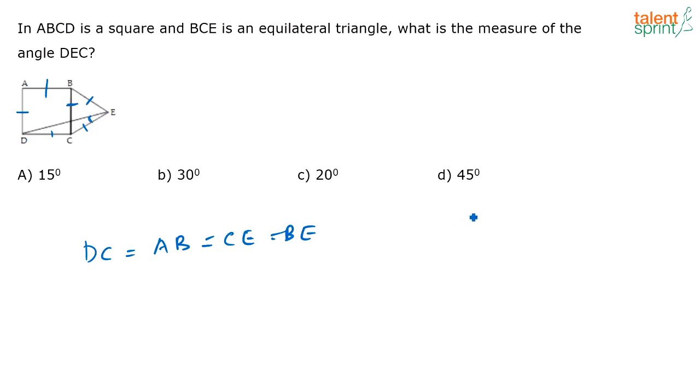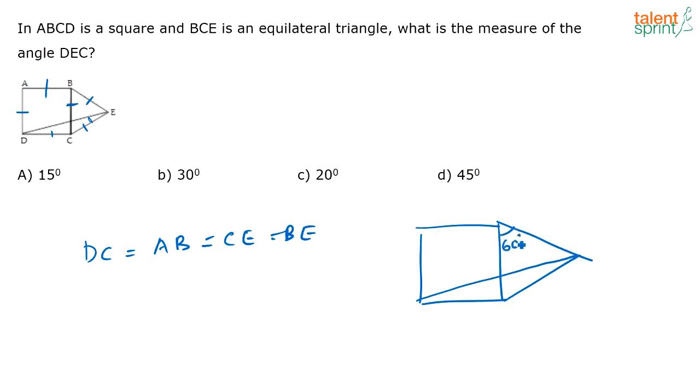Now let me just redraw this figure a little bigger so that it's clear. Yeah, so this is the thing that you have. Now since this is an equilateral triangle, you know all these angles are going to be 60 degrees, correct? All these three angles are going to be 60 degrees. Now this is a square, that also you know. So what is this angle going to be? This is going to be 90 degrees.